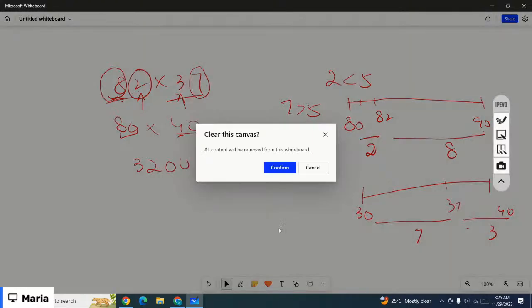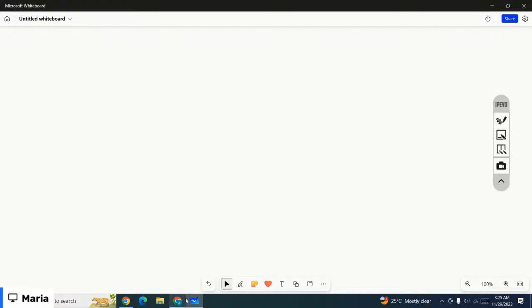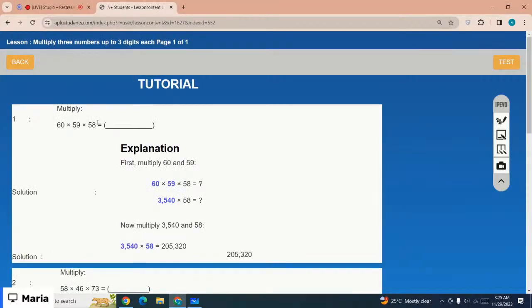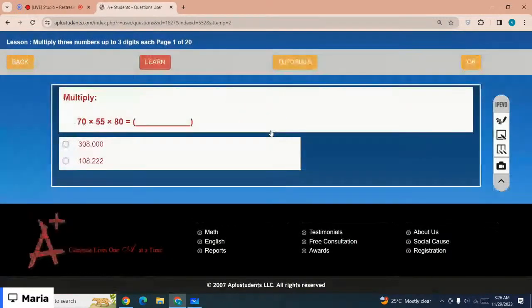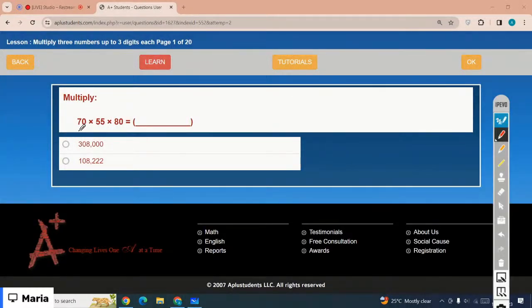Okay, let's just start with the numbers we are going to multiply. We're going to multiply numbers up to three digits each, right? Let's just start with the test questions. Basically, you need to make a pair of the numbers. You can multiply them in any form of pairs. Like here you have 70 times 55 times 80. Just make a pair, multiply these two numbers first, or these two numbers first, whatever is easy for you. So multiply two numbers, right?